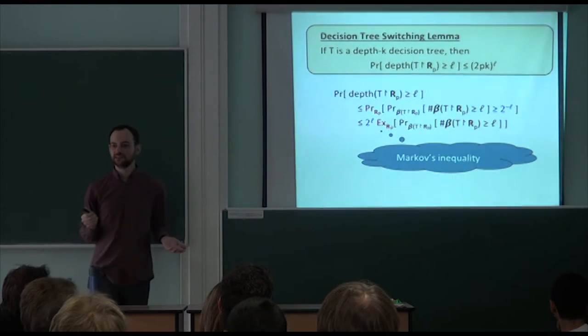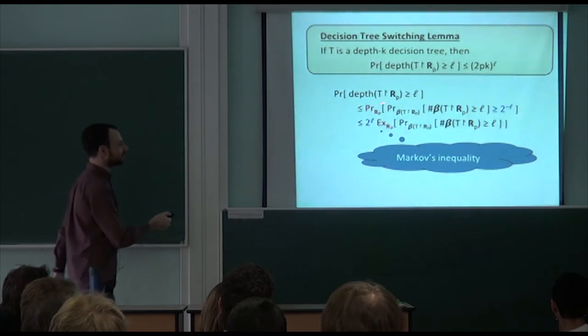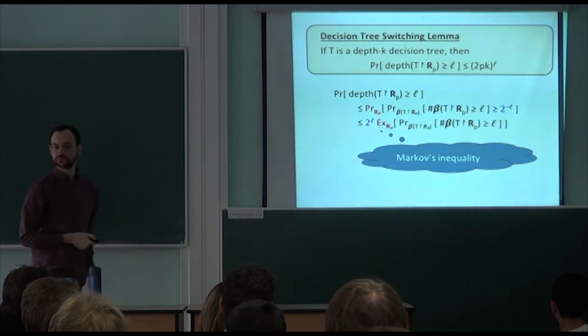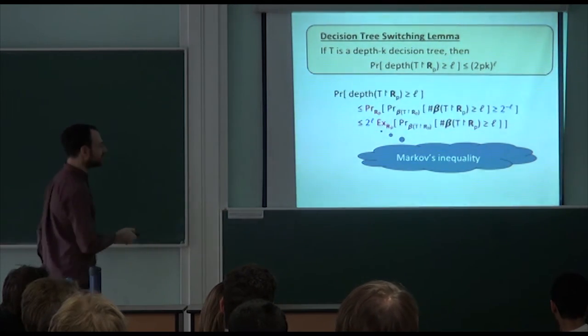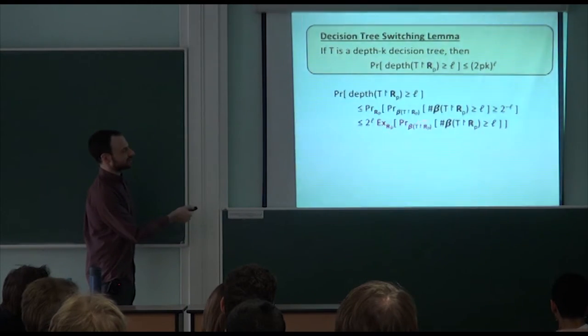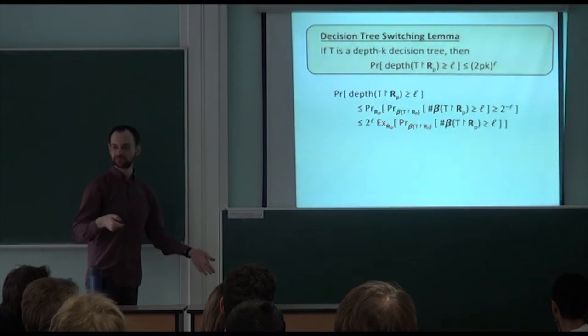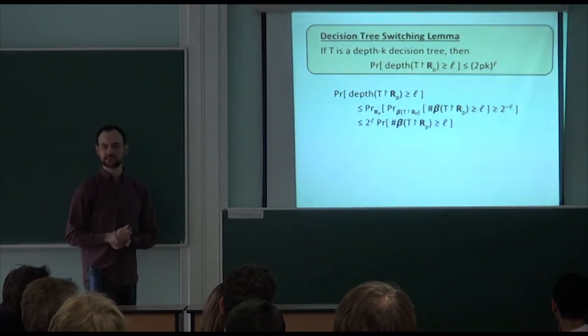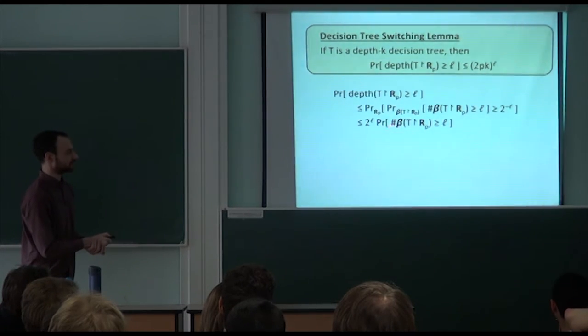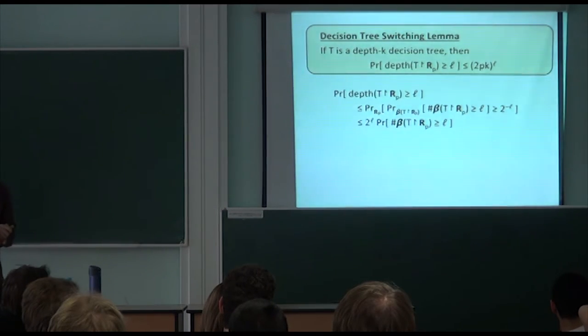Now I'm going to use Markov's inequality: the probability that some random variable is bigger than 2 to the minus L is at most 2 to the L times the expectation of that random variable. Now we can simplify this. We just have an expectation of a probability, so this is just a probability. So it's at most 2 to the L times the probability that you read at least L variables on a random branch of T restricted on RP.